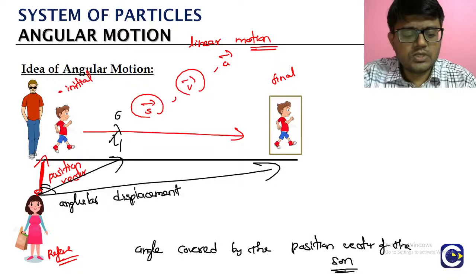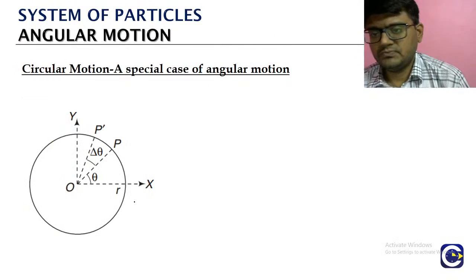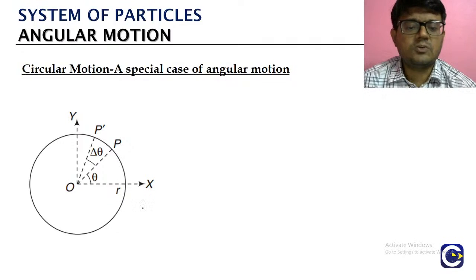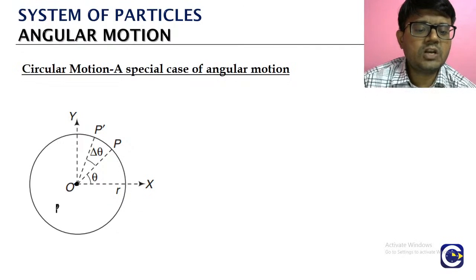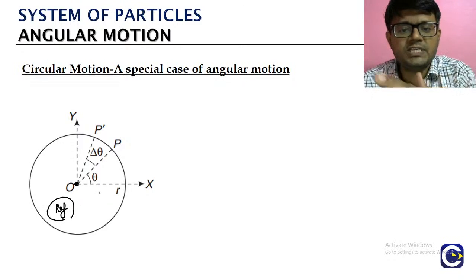A special case of this is circular motion. One of the special cases of angular motion is circular motion. Here in circular motion, the reference is the center of the circle, so we take the center of the circle as the reference and try to see the motion.